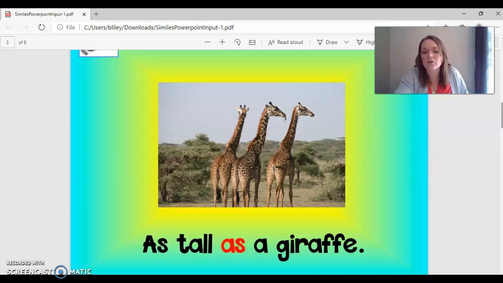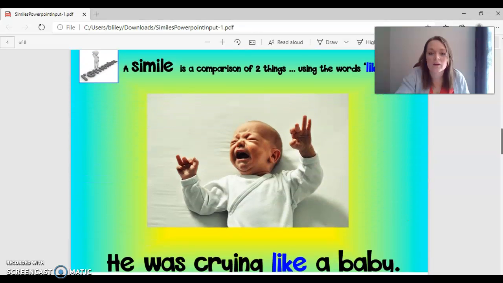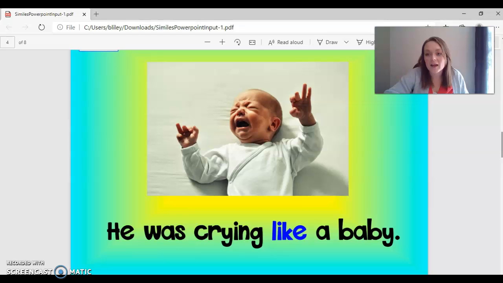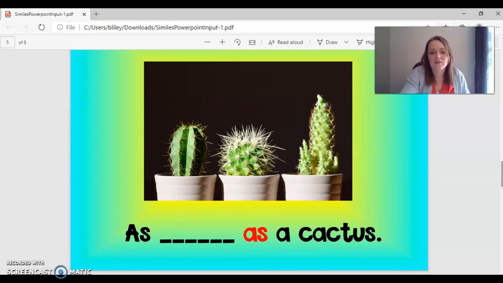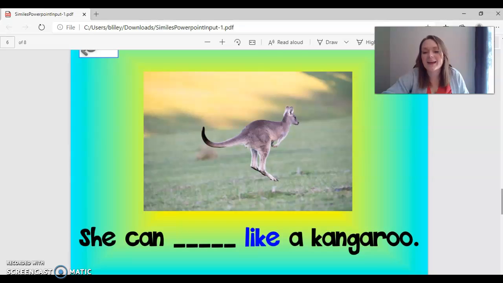Tall as a giraffe. They use the word as. They're comparing tall and giraffe together, saying as tall as a giraffe. Okay, let's look at this cute little baby. He was crying like a baby. So they're comparing crying and baby using the word like. Ooh, let's look at these cactus. As pointy as a cactus. We could compare pointy, because cactuses are pointy, and cactus using the word as. Now we have this kangaroo. She can jump like a kangaroo. Kangaroos jump, comparing jump and kangaroo with the word like.